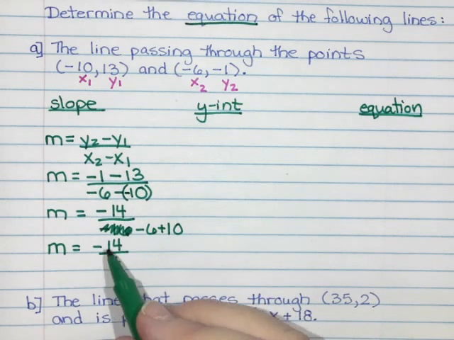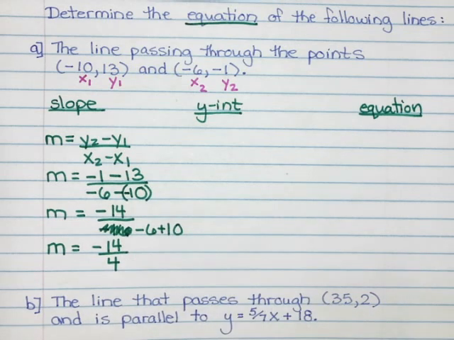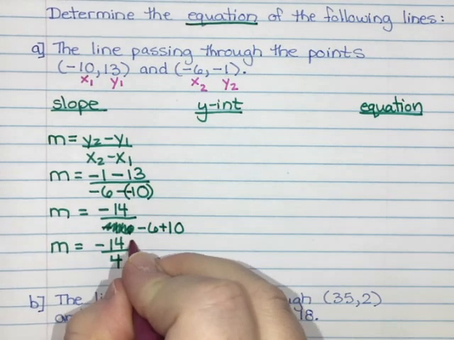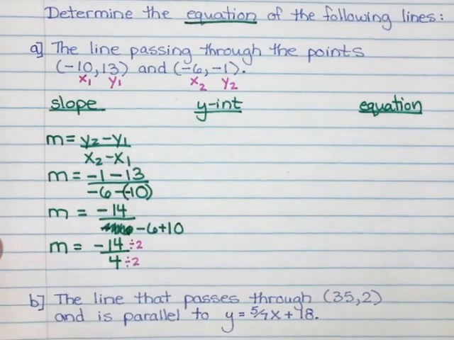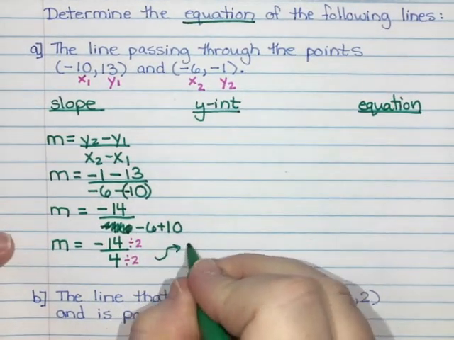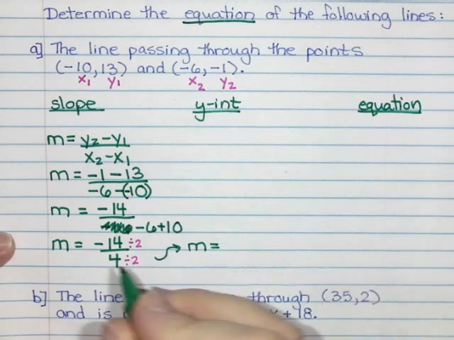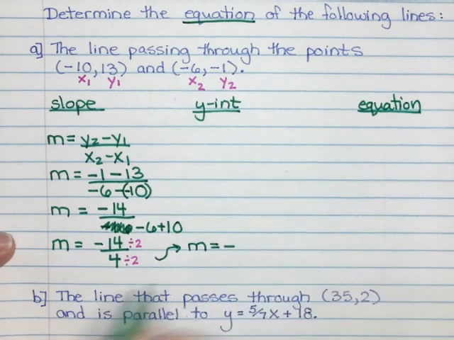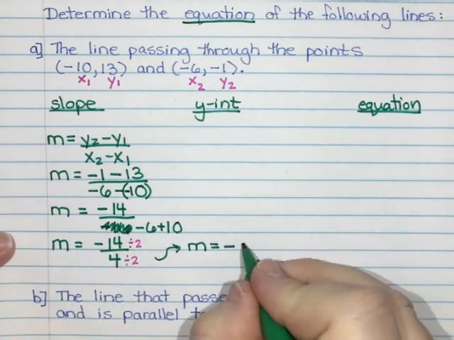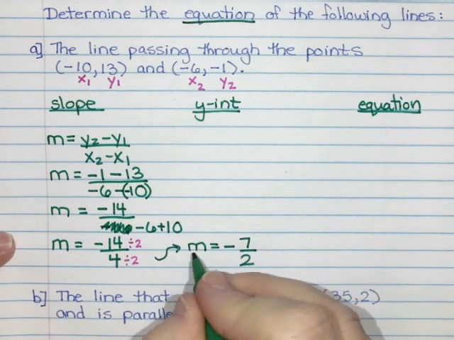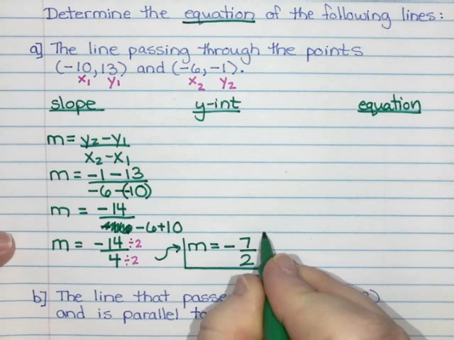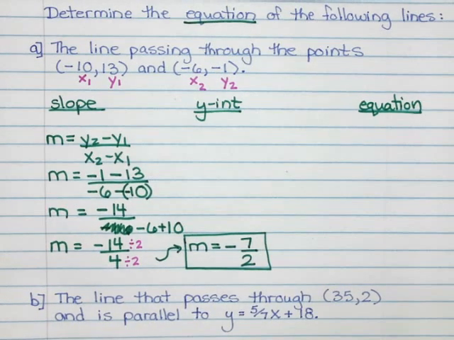Now from here, 14 and 4 both divide by 2. I'm out of space. So a negative divided by a positive is a negative. And then 14 divided by 2 is 7, and 4 divided by 2 is 2. So our slope is -7 over 2.